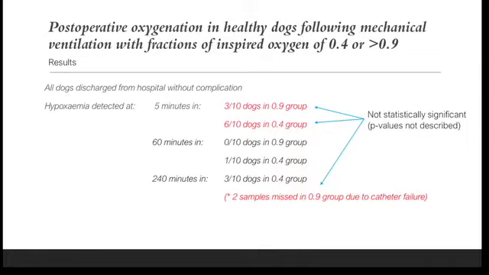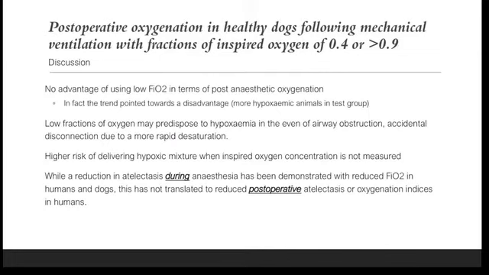And also at 240 minutes, there was some problem with some of the catheters, so they did actually miss some data points. So in terms of discussion, again, their results did not support their hypothesis. So they found no advantage in using low oxygen fraction with nitrogen as a support gas in terms of post-anaesthetic oxygenation. And in fact, the trend pointed towards a disadvantage of using a low fraction of oxygen, as there were more hypoxemic animals in the 0.4 oxygen fraction group.